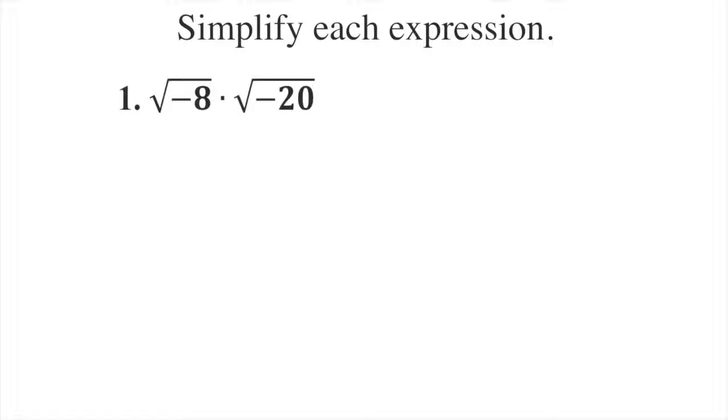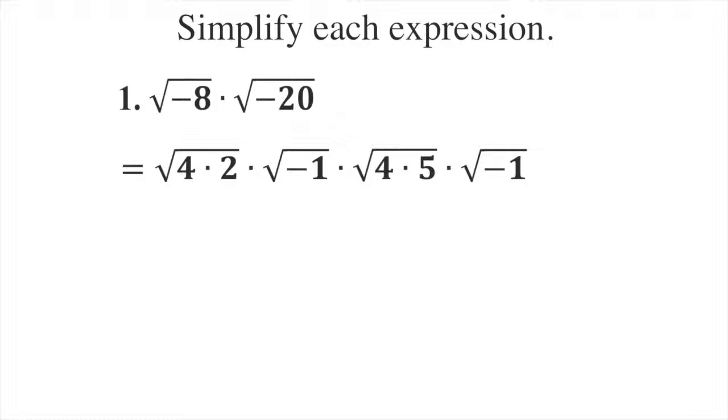Let's try this one right now. And this one's an interesting one. We've got the square root of -8 times the square root of -20. What I would always suggest that you do is try to pull out this i, this square root of -1, first. Okay, so whenever I break these two apart, I've got right here, see where that came from? This is 4 times 2 is 8. This is my i here, square root of -1. And 20 is 4 times 5, and I pulled out my i, my square root of -1.